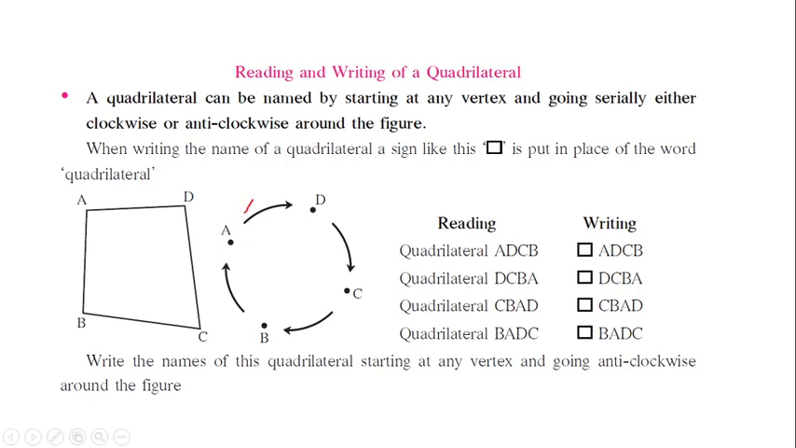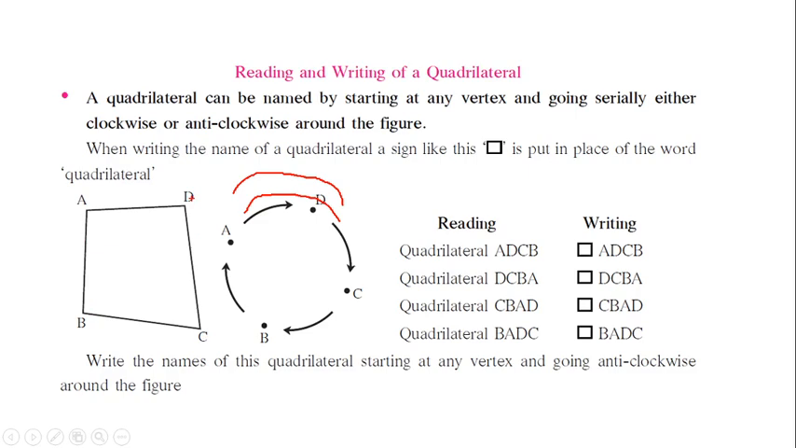You can either write it clockwise or you can write it as anti-clockwise. But one thing you have to remember is you have to go serially. Suppose I start with A and I want to go clockwise. Then how will I go? Quadrilateral A, D, C, B. And if I want to go anti-clockwise, quadrilateral A, B, C, D.